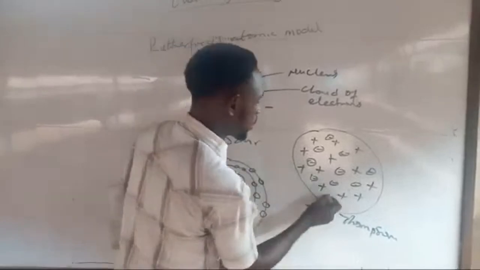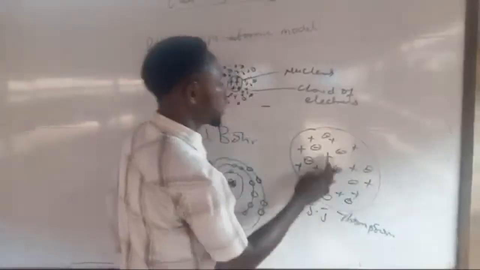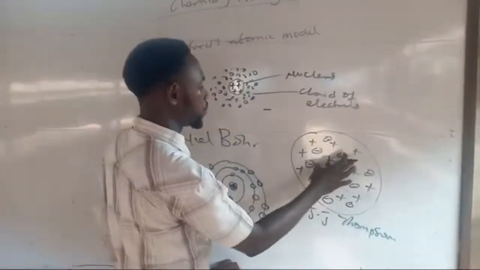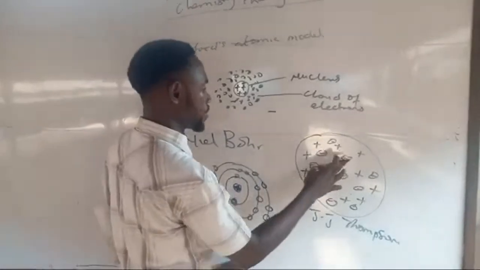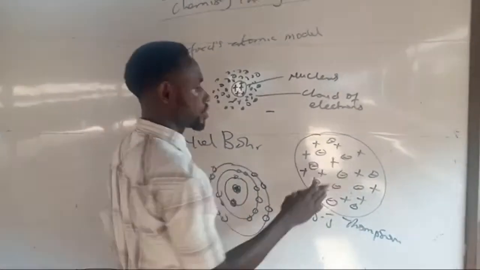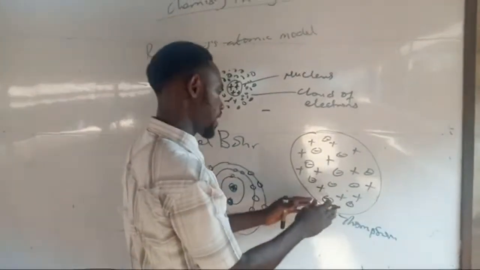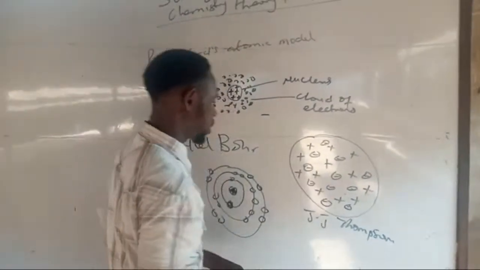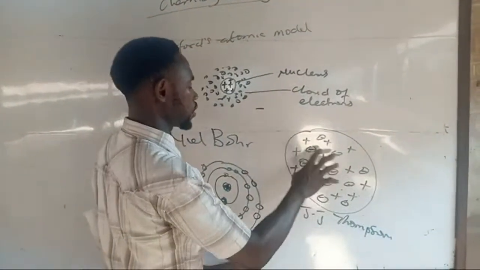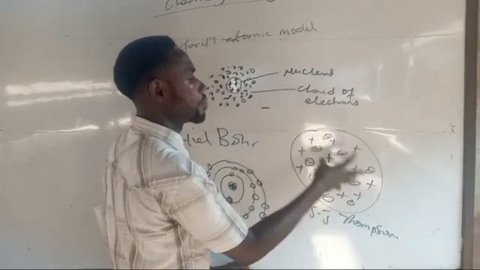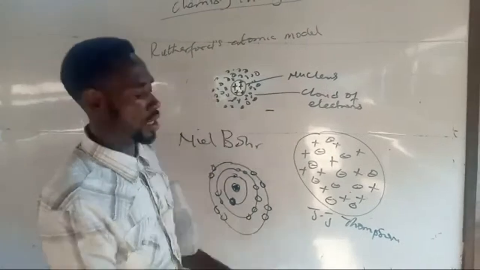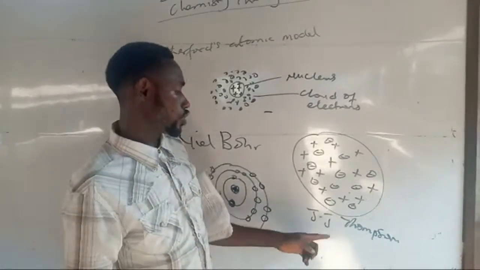Because according to this man, if it is true, when they bombarded an atom with alpha rays, most of them would pass undisturbed. Some were deflected at large angles. That is what made scientists say that this model is wrong. So J.J. Thomson saw what we call the plum pudding model of an atom. The plum pudding model of an atom is according to John Joseph Thomson.